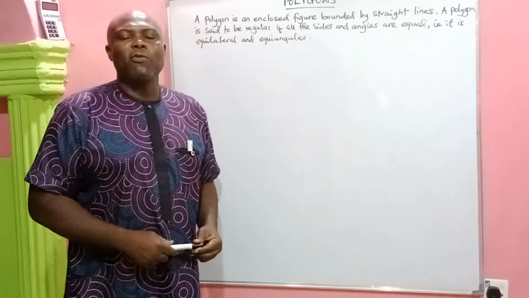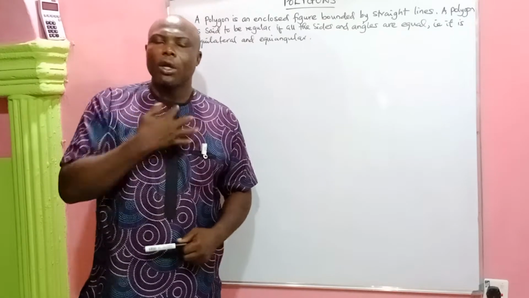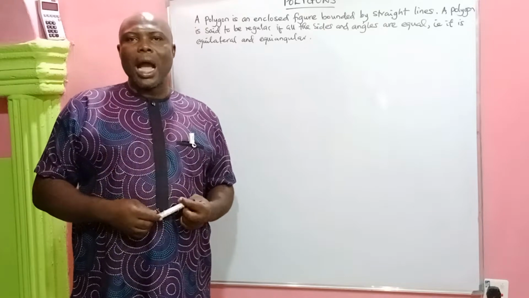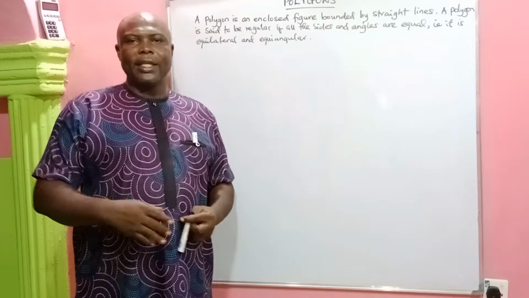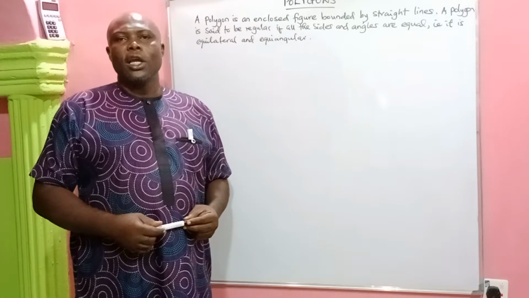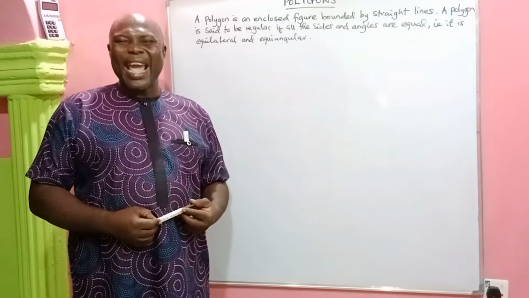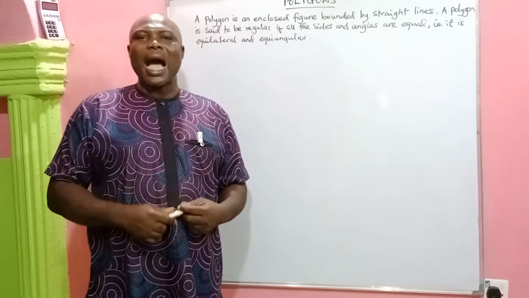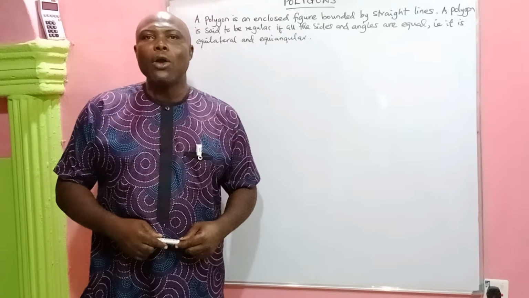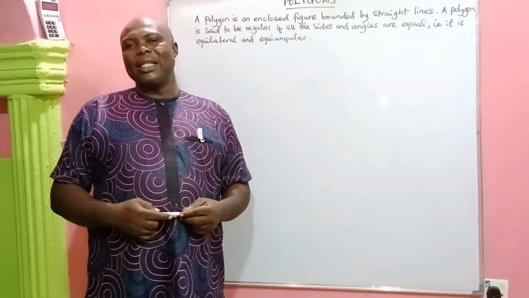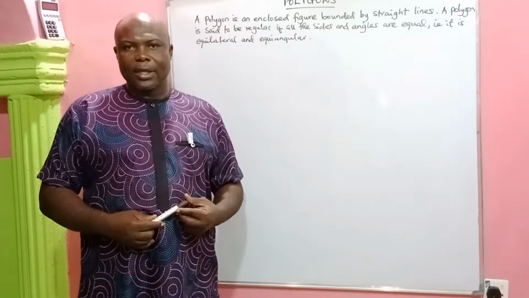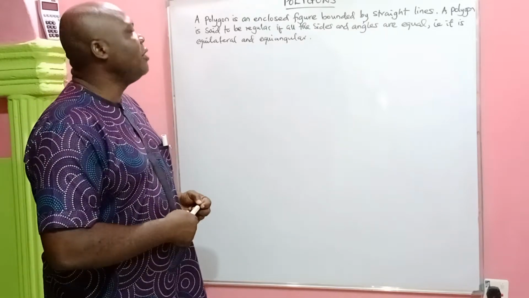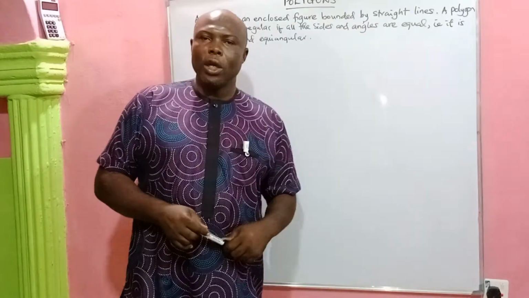And then we have what we call a convex polygon. A convex polygon is a polygon that has all its interior angles less than 180 degrees. Please take note of that. Then we also have what we call a reentrant polygon. A reentrant polygon is a polygon that has one of its interior angles greater than 180 but less than 360 degrees. That's what a reentrant polygon is. As we proceed, we'll solve problems that involve these types of polygon.